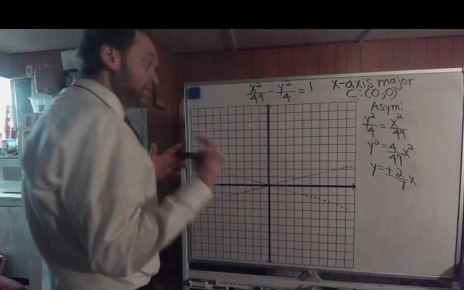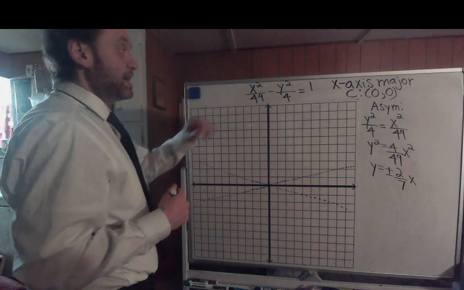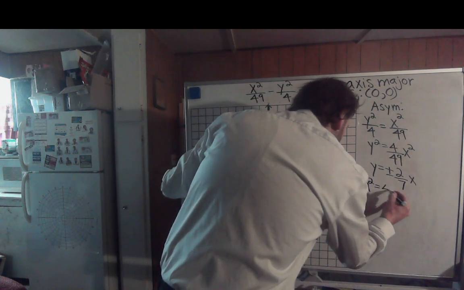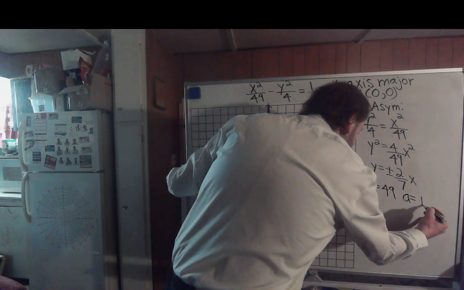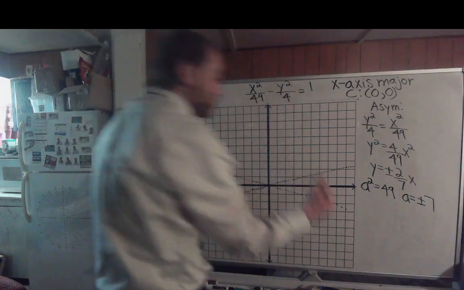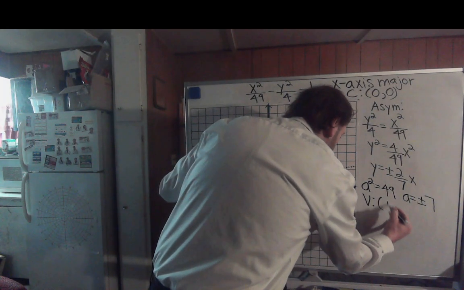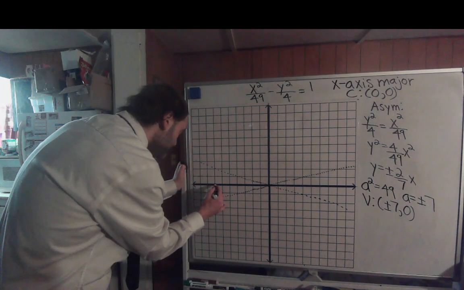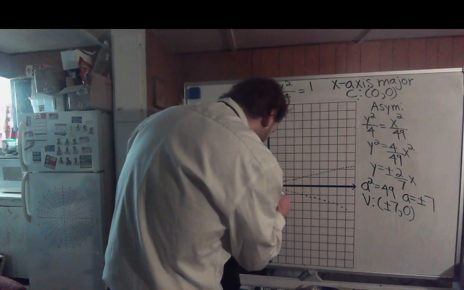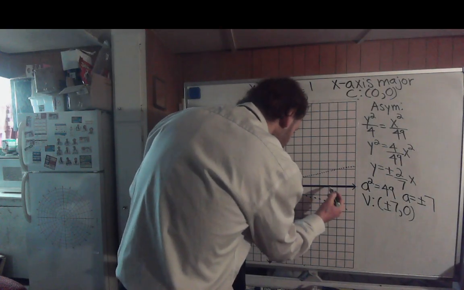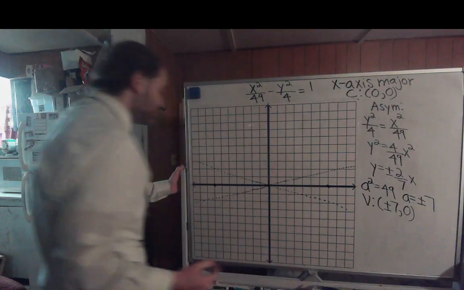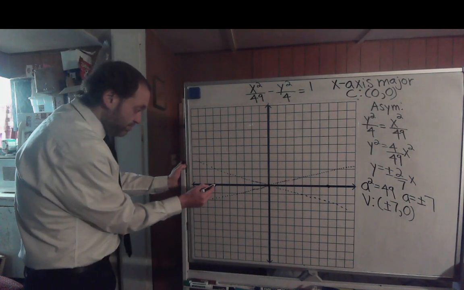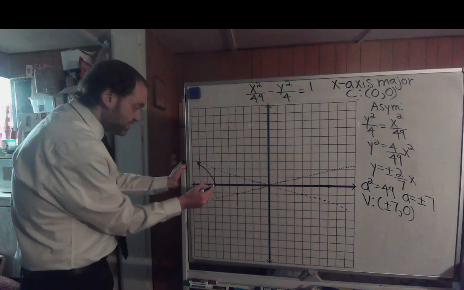Now, let's next find our vertices. So the x-axis is the major axis, so that means a squared equals 49, so a would have to equal plus and minus 7. And if the x-axis is your major axis, your vertices will then be plus and minus 7, 0. So 1, 2, 3, 4, 5, 6, 7. So there's -7, 0 all the way out here. 2, 3, 4, 5, 6, 7. Here's 7, 0 over here. So now since we got the vertices, we can draw the shape of this hyperbola.